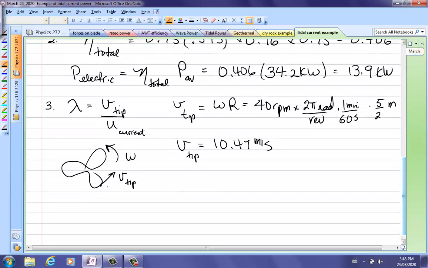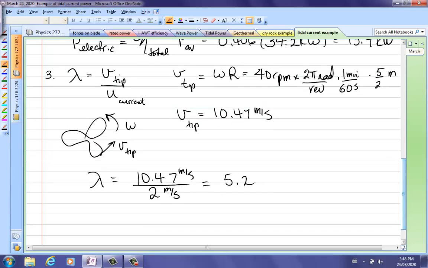Okay, so we have a tip speed ratio then of 10.47 over 2 meters per second, the speed of the current. We'll just use max there. So we get 5.2. Very similar to the tip speed ratio of a wind turbine, even though the values for wind turbines are much, much larger. That ratio is still the same. Okay, that's it.